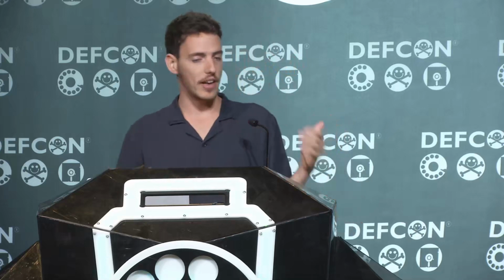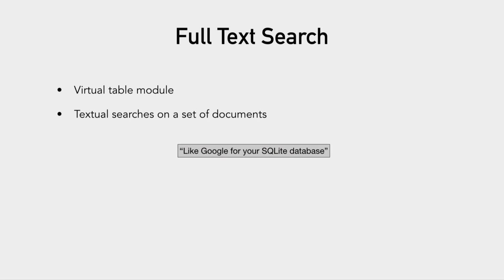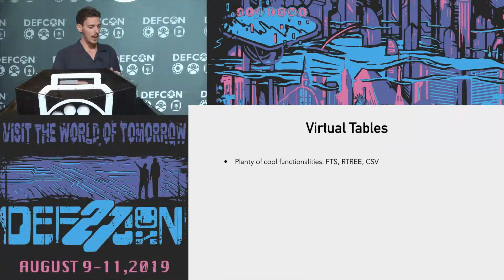So what is FTS? I've never heard of it, and Googling it just left me even more confused. Well, after some time, I came to the realization that FTS actually stands for full text search, and it is something called a virtual table module. And it allows for textual searches on a set of documents. Again, using the SQLite author's words, it's just like Google for your SQLite database. So that's pretty cool. And a virtual table actually allows for plenty of cool functionality in SQLite.